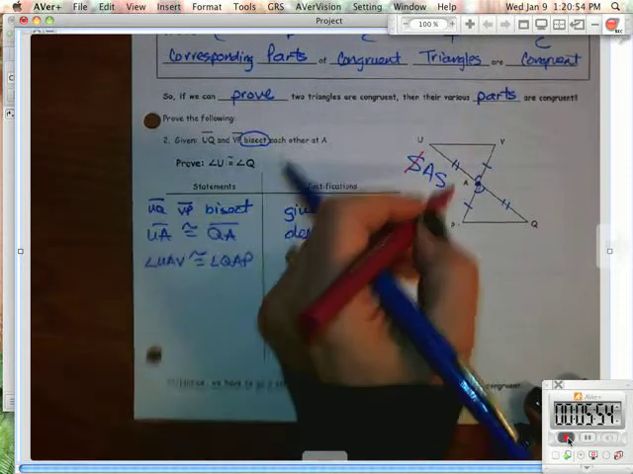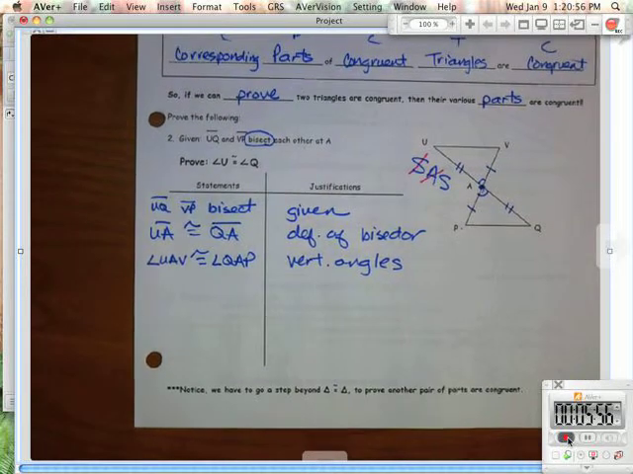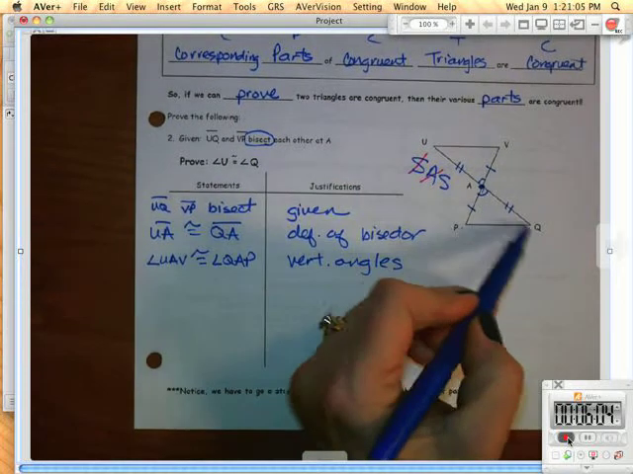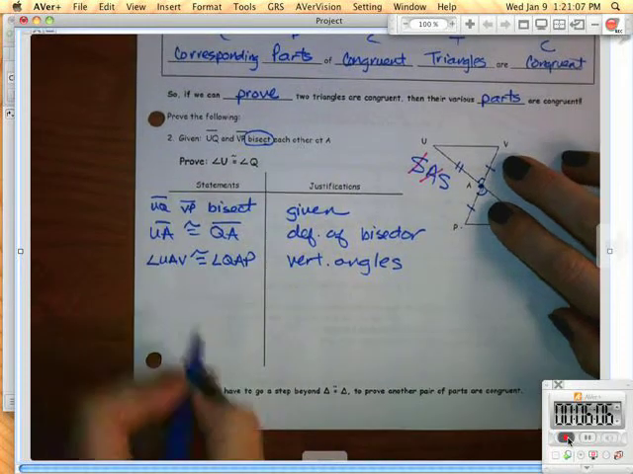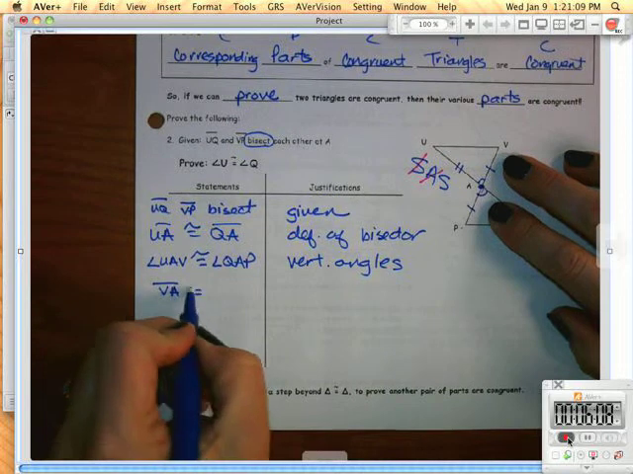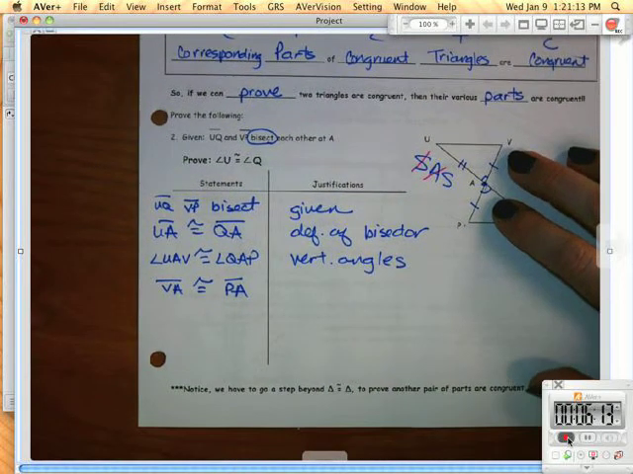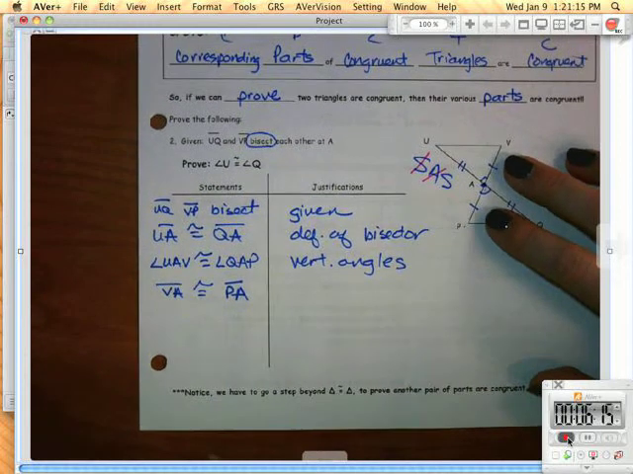Okay, I've proven that the angles are congruent. Cross the A off. The last thing I need to do is that last set of sides. So I already did this, so I've got to do these two. Segment VA is congruent to segment PA. How do I know that? Definition of bisector.